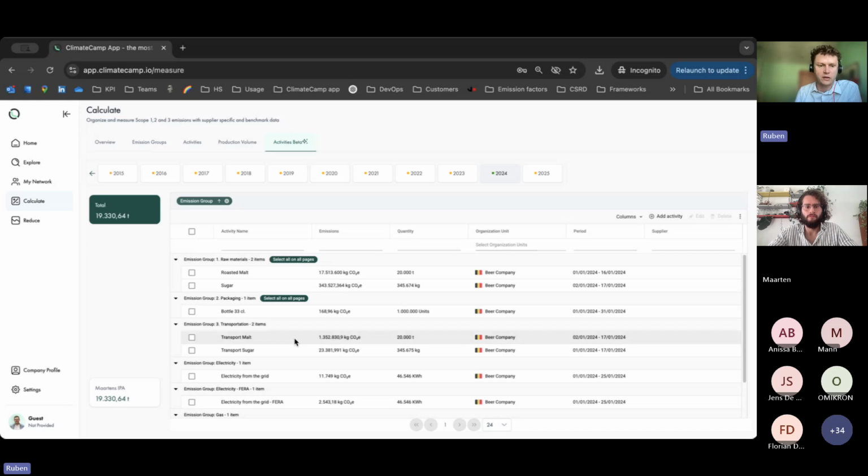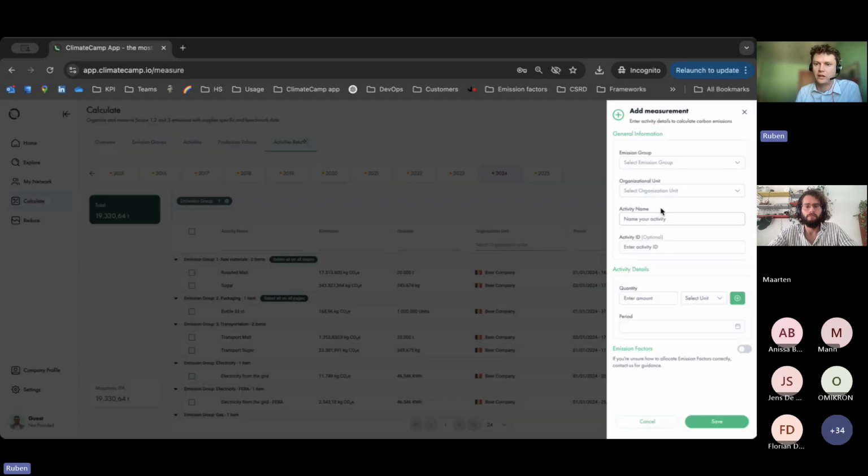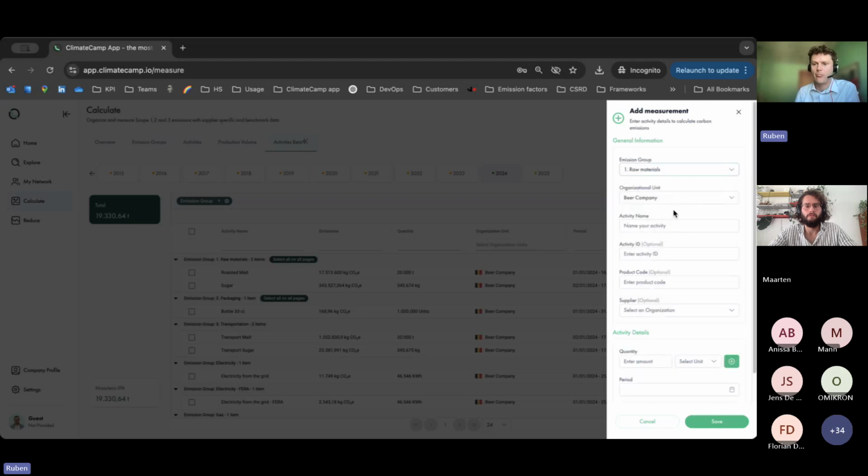So how does it work in practice? I have here Maarten's IPA. I can then add activities to each process step. So how does that work? I can add an activity by selecting first the activities or the process step. Let's say, for example, raw materials. And for this IPA, I did not only use traditional malt, but actually part of the malt that I use is regenerative malt.